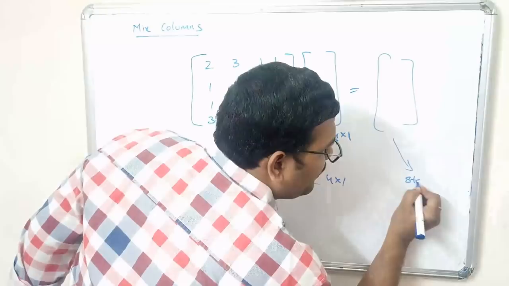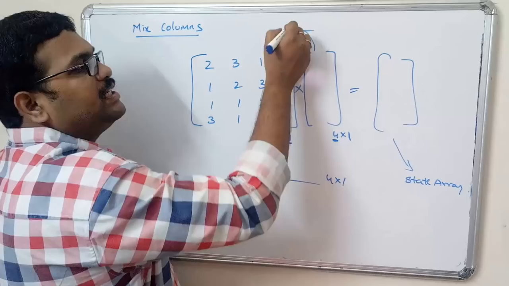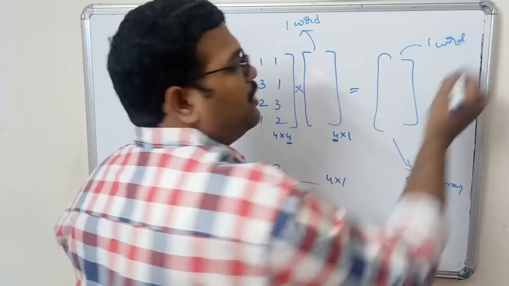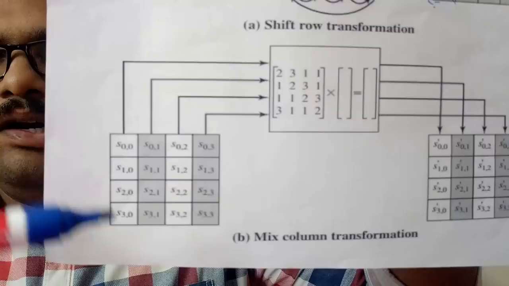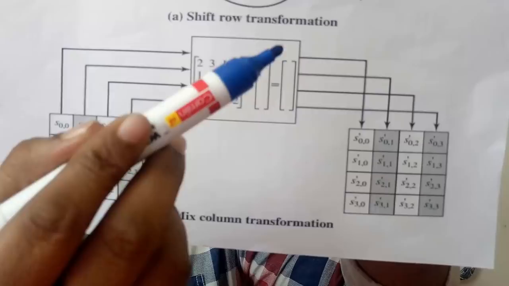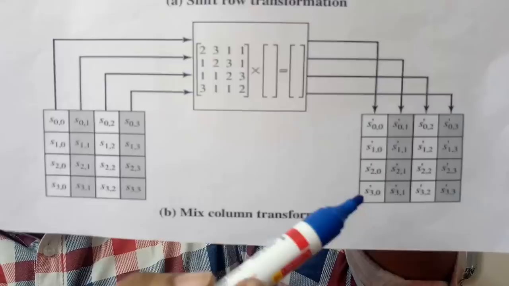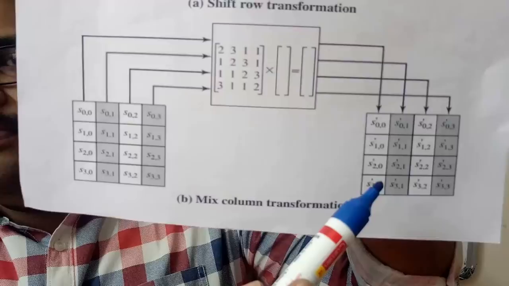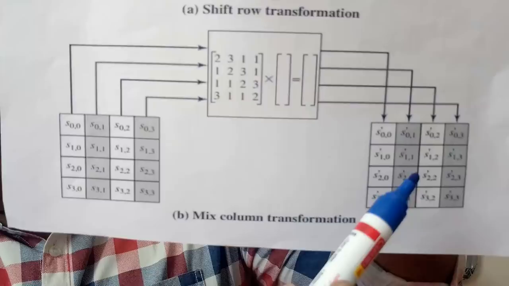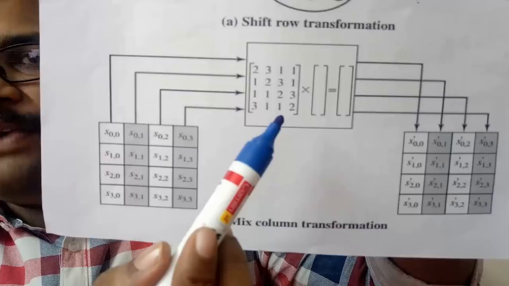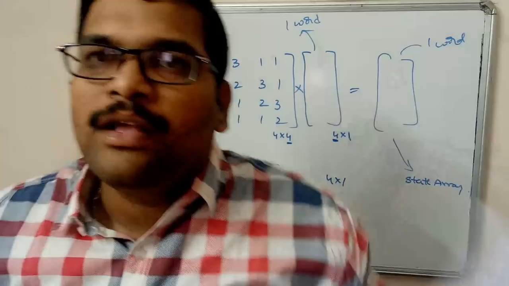So this is one word and this is also one word. That means each column is considered as one word, applied with the predefined matrix. So we will get again a 4 by 1, which is stored in the first column of the resultant state array. Consider the second one, apply the multiplication, stored in the second column of the resultant array. Third column, apply the matrix, stored in the third column of the resultant array. And the fourth column, again perform the multiplication and save in the fourth column of the resultant array. So in this way we have to apply the mix columns.